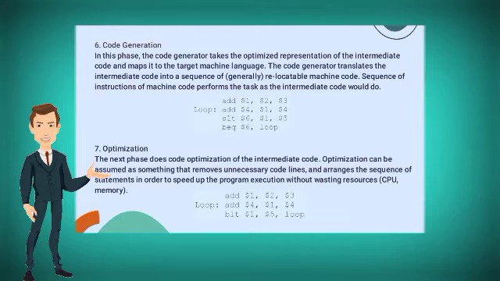Seven, optimization. The next phase does code optimization of the intermediate code. Optimization can be seen as removing unnecessary code lines and arranging the sequence of statements in order to speed up program execution without wasting CPU or memory resources.